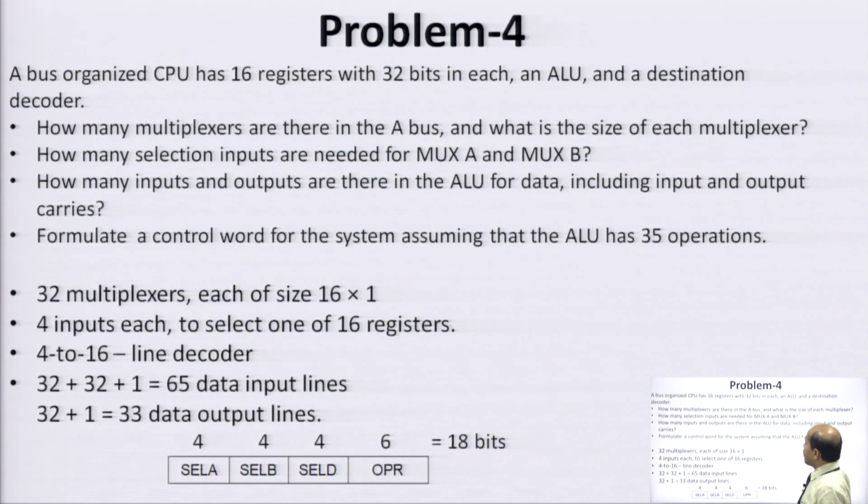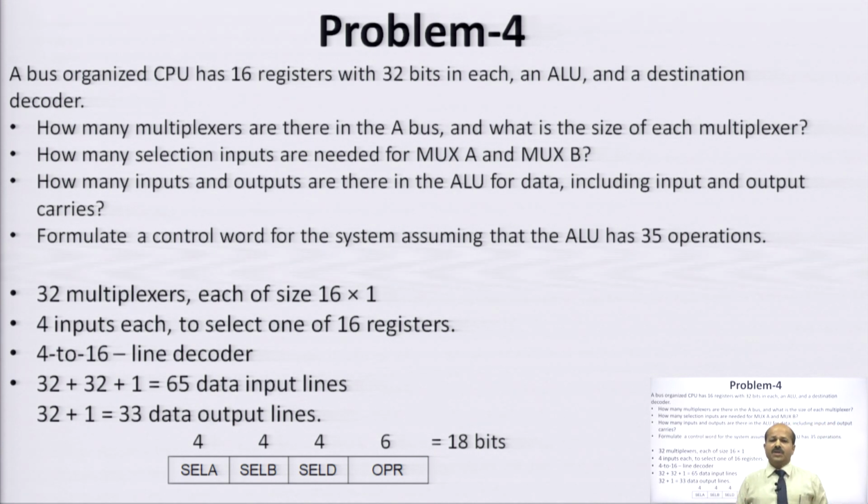Let us talk about the next problem. A bus organized CPU has 16 registers with 32 bits in each, an ALU and a destination decoder. We have to find out how many multiplexers there are in bus A and what is the size of each multiplexer, how many selection inputs are needed for multiplexer A and multiplexer B, and how many inputs and outputs there are in the ALU for data, including input and output carries. Formulate a control word for the system assuming that the ALU has 35 operations.